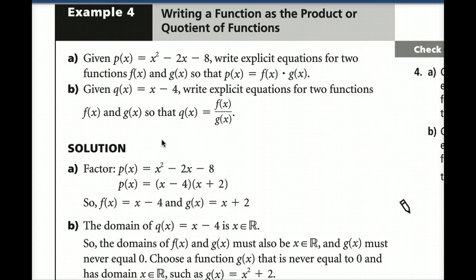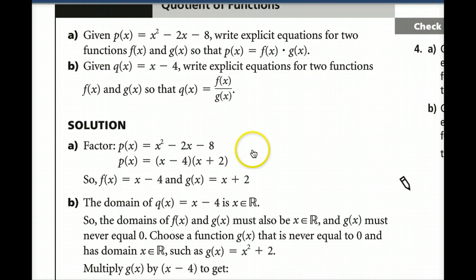So when we first learn how to combine functions, we find out the sum, difference, product, and quotient of functions. But here is an example asking you to reverse the product process. You're given a function p(x) equal to this, and then asked to write explicit equations for two functions, f(x) and g(x), so that the product of these two functions equals the given one. So the one thing you have to be very careful about.